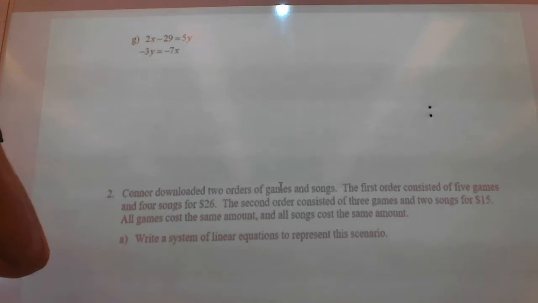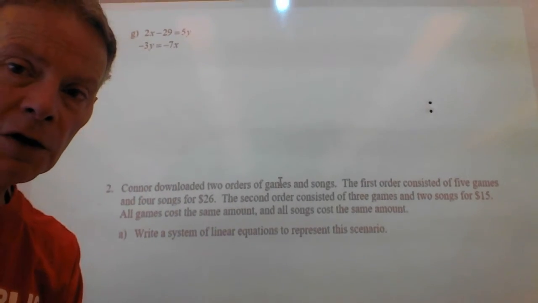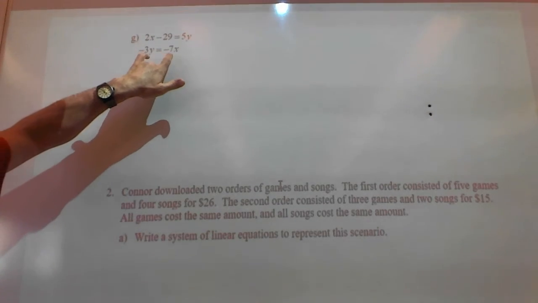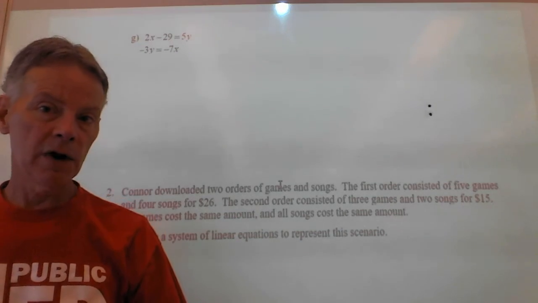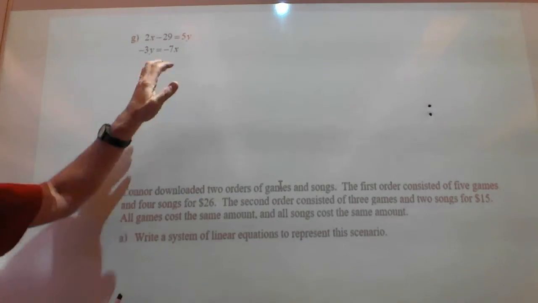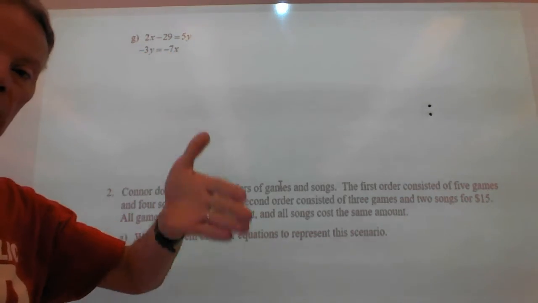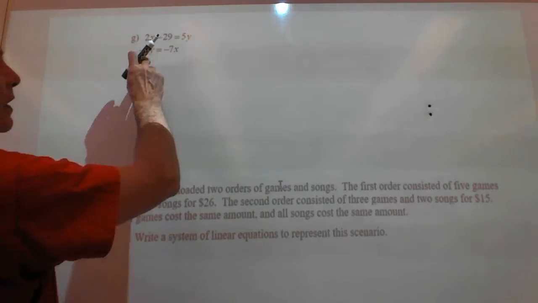G is a little bit different for a couple of reasons. First of all, you'll notice that in G, our bottom equation is missing the constant term, right? It doesn't have a number. And the equations are written in such a way that our terms don't fall one beneath the other. So let's deal with that first.